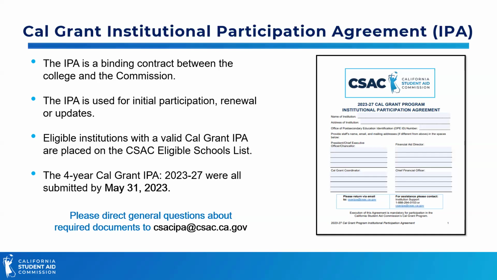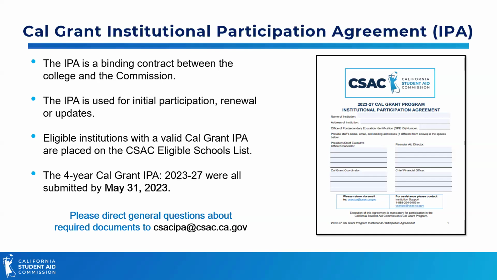Now, each IPA is for a 4-year period. So the current IPA that we're in is for the 2023 through 27 period. For all renewal schools, they were submitted by May 31st of 2023. But as new schools begin to participate in the Cal Grant program, they may be just now submitting their IPA.